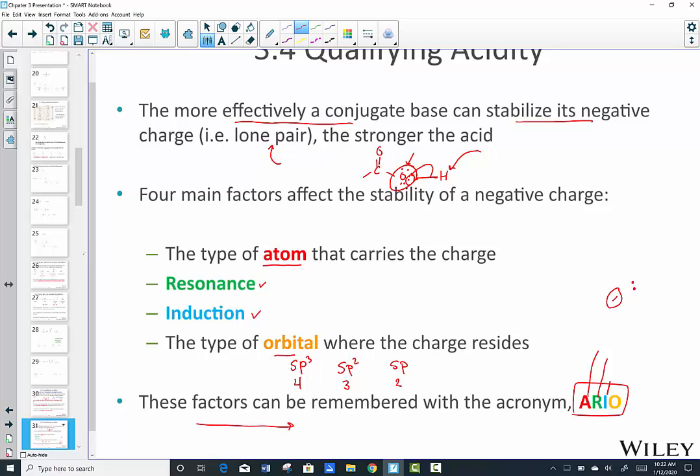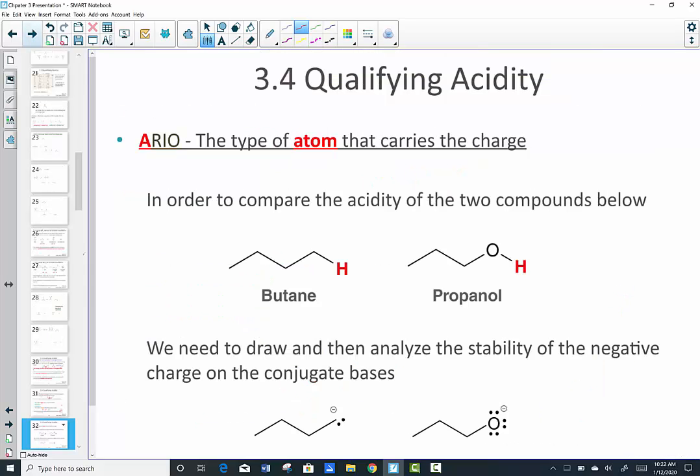Do we have a nearby electron withdrawing group producing the induction effect? And what type of orbital does that negative charge reside in? Is it a tetrahedral sp3, a trigonal planar sp2, or a linear sp hybridized orbital? As we go through each one of these examples, we begin to examine the structure of the actual conjugate base and its ability, based on its molecular structure, to stabilize negative charges. That's the topic of our 4th section, ARIO.